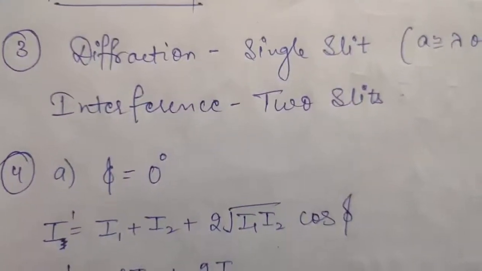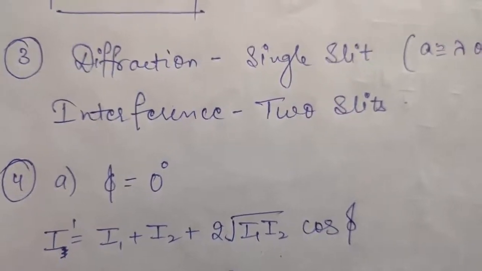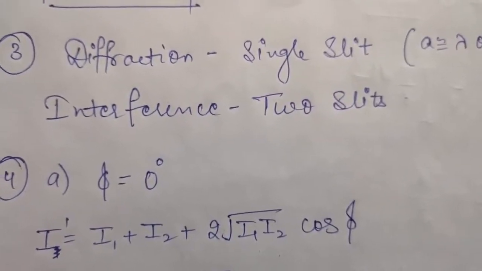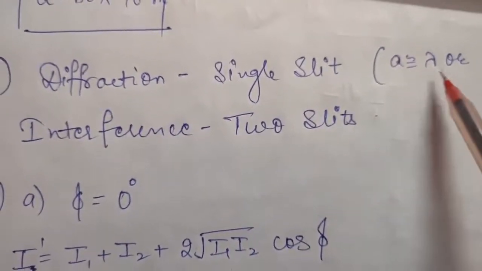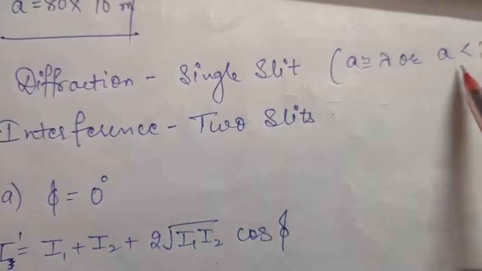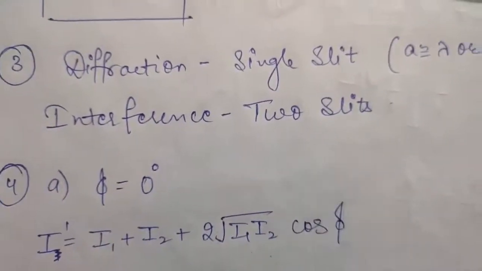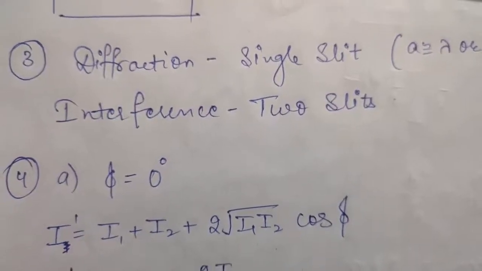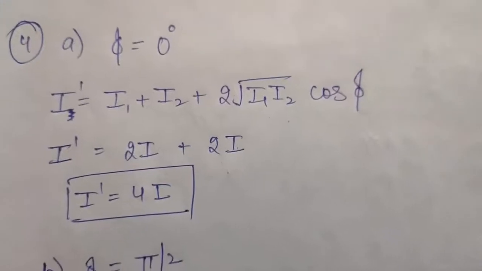Question number 3 says state a difference between diffraction and interference. So as you know, diffraction is obtained by using a single slit, and the condition for that is slit width should be nearly equal to lambda or it should be less than lambda, and interference is obtained by using two slits which are coherent sources of light. Okay, so the next is question number 4.